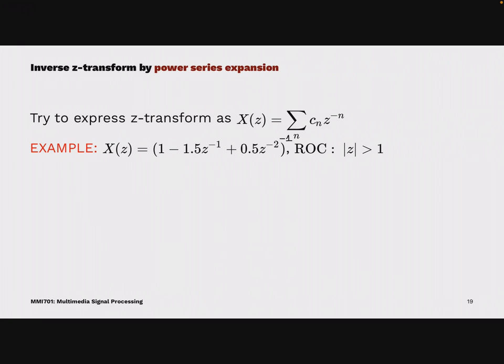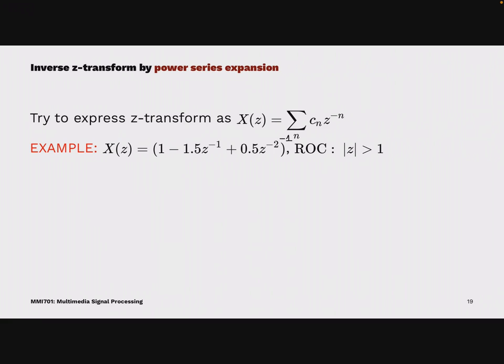We would want to try to express the Z transform as X of z equals the sum over all n of c sub n z to the power minus n. That is, in the way that we're obtaining the signal itself. c_n will be one value of the signal, because that's a direct Z transform, right? So let's give an example.